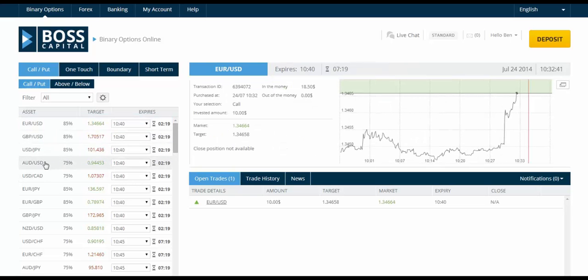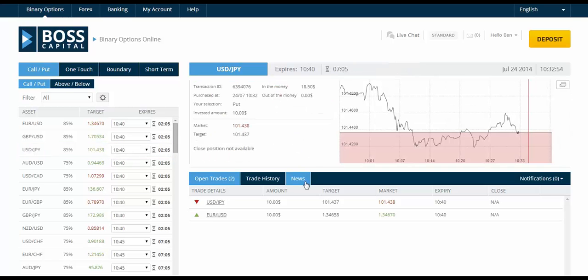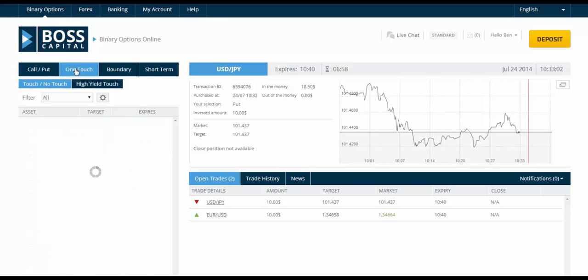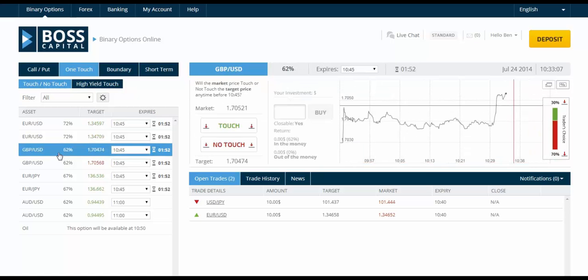And looking at other currencies, if you feel that the dollar yen will go down, you'll place a put. So we can place a put there. And now we have 2 official call put positions. Now let's take a look at some other asset classes as well. We have one touch positions in addition. So for the Great British Pound US dollar, if you feel that it will hit this value, you can click touch and place a position right there.